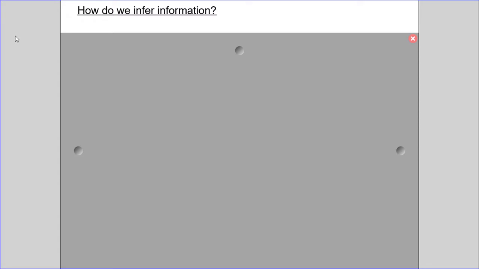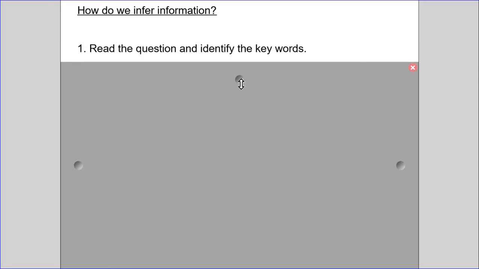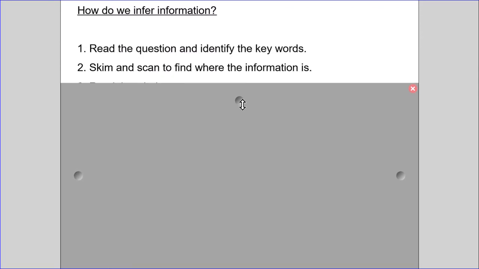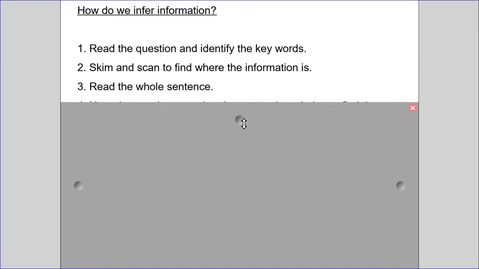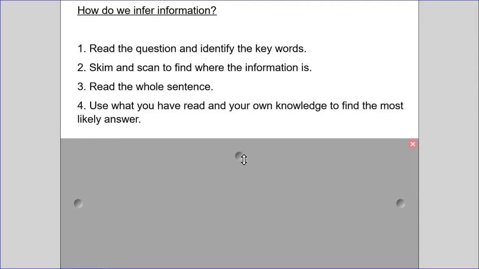So we have looked at inferring information lots at school. So I'd like you to think to yourself, what are the steps? What would you do if you were answering an inference question? So I would read the question and identify the keywords, skim and scan to find where the information is, read the whole sentence, and use a combination of what I've read and my own knowledge to find the most likely answer. It can't just be what I've read because that would be retrieval. It can't just be my own knowledge because that wouldn't be anything to do with the text. It's got to be a combination of both.